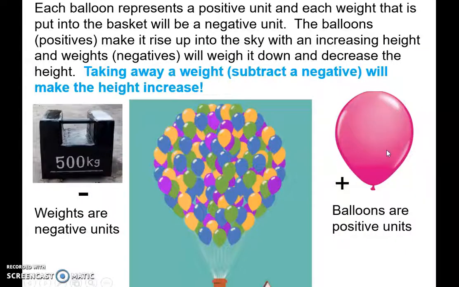All right, how about this one? I really like this one. Each balloon will represent a positive unit, and each weight that's put into the basket down here would represent a negative unit. The balloons, the positives, make this whole balloon thing rise up into the sky and increase the height. And the weights are the negatives. They will weigh it down and decrease the height. But if I took away a negative, take away a weight, which is like subtracting a negative, we will see that the height will increase. I think this is fantastic. This is a very interesting way of thinking about this.